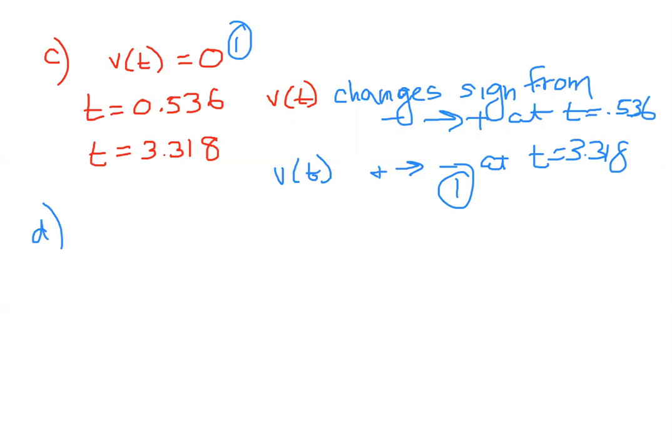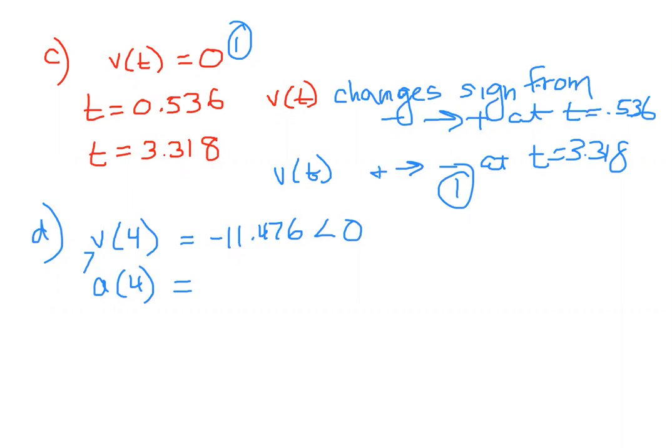And we have one more for this. D, is the speed of the particle increasing or decreasing at time t equals 4? So the speed, we're going to find the velocity at time t equals 4, and that's negative 11.476, which is less than 0. And then we're going to find the acceleration at time t equals 4, which is the derivative of that number. And that equals negative 22.